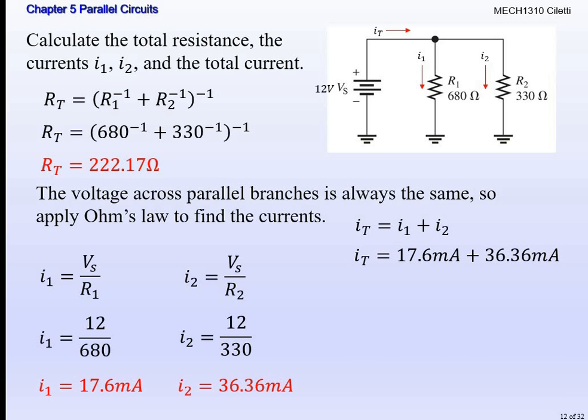If I substitute in the values, now you don't have to put these back in amps because they're both in milliamps, right? We did all that stuff in chapter 1, going back and forth between SI and standard and things like that. Since they're both in milliamps, I can just simply add them, and the total current here is 54 milliamps.